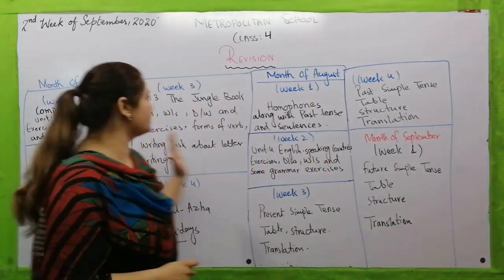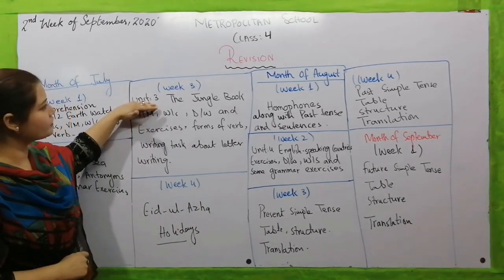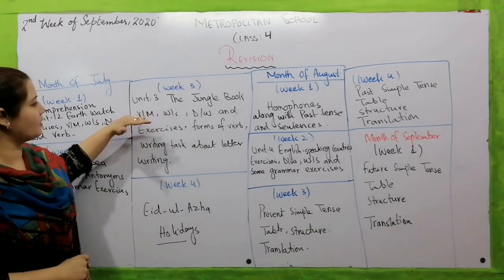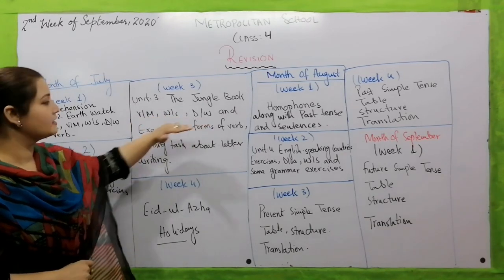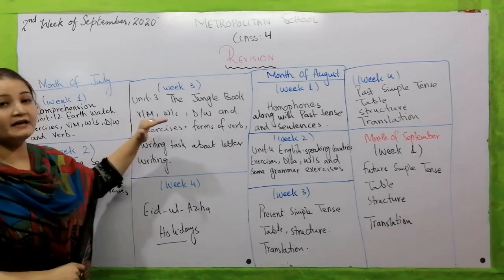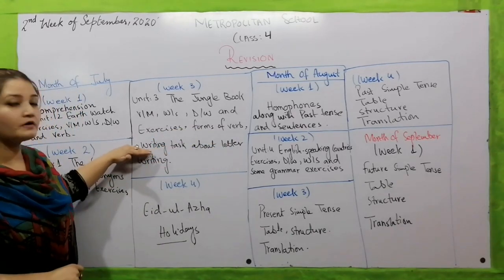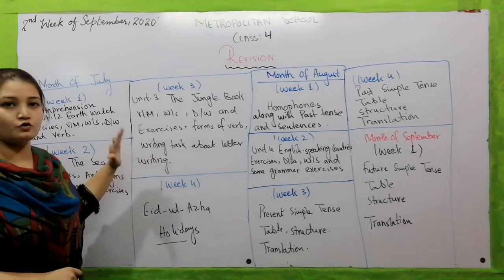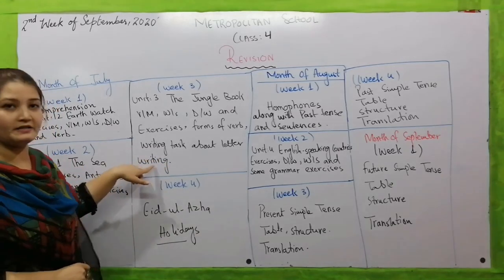Now let's move towards week 3. In week 3, we started a new chapter, the Jungle Book. In this unit, we studied its vocabulary meanings, word sentences, difficult words, some text exercises, and in the grammar portion, we studied some forms of verb. And there was one writing task, which was about letter writing.